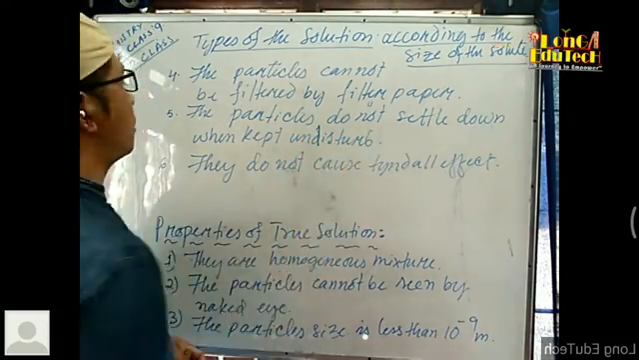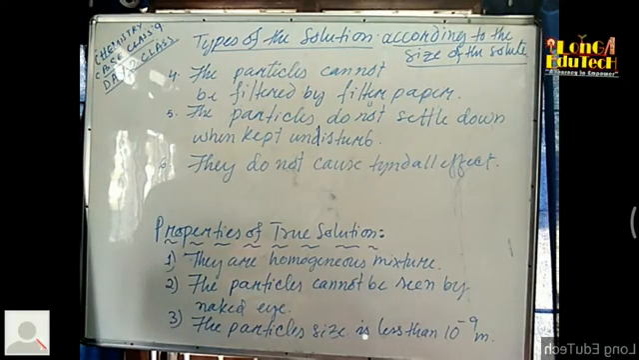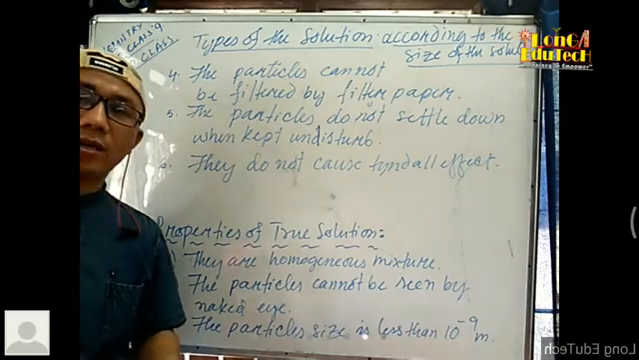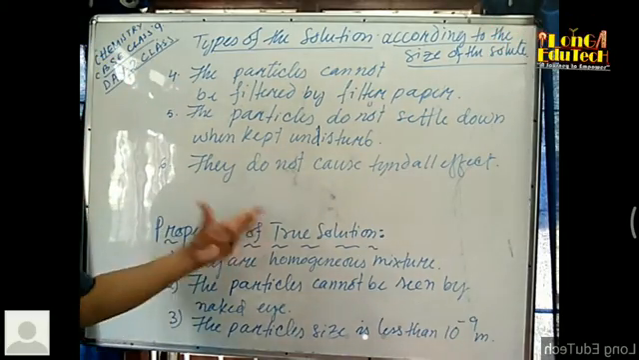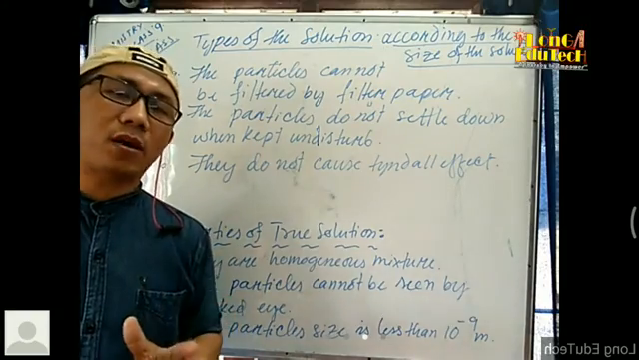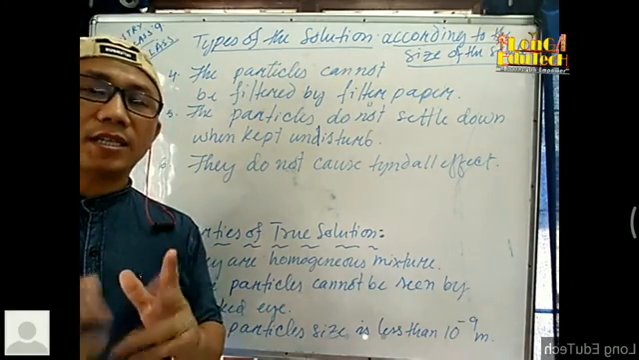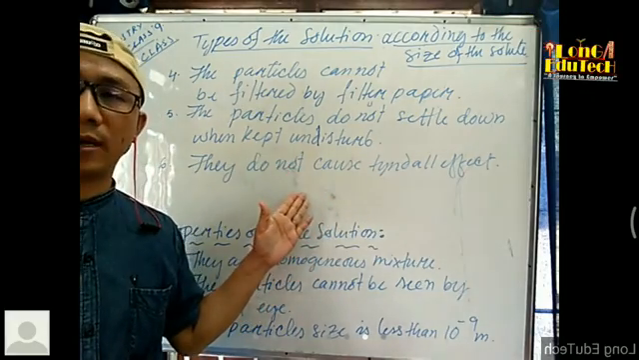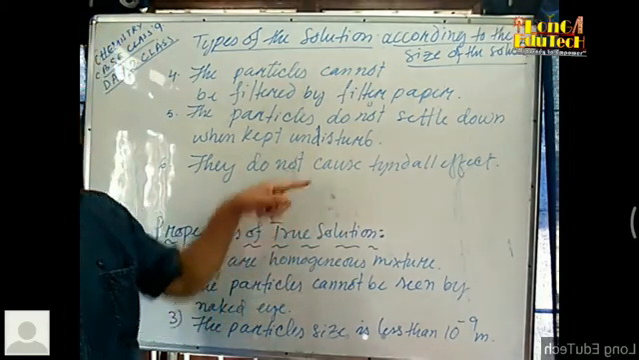Undisturbed. The particles do not settle down when kept undisturbed. The particle size is very small, so small that it can't scatter the part of the light. That's why they do not cause the Tyndall effect. So it can come in terms of homogeneous also.